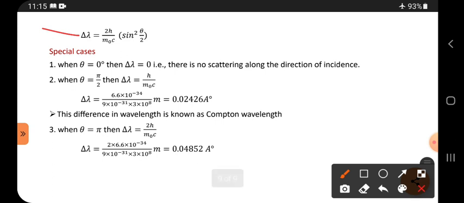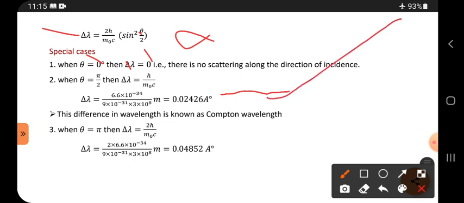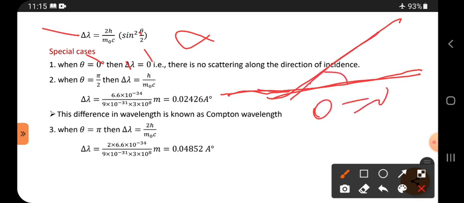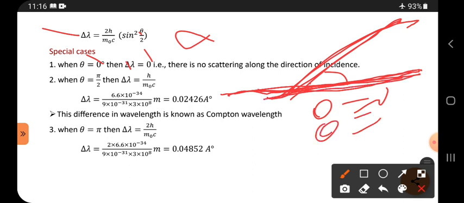Now this is the formula, so for this there are special cases. When theta is equals to 0, what happens? Theta 0 means sin 0. Sin 0 value is how much? 0. Then 0 into everything is 0. So delta lambda is also 0. So that means there is no scattering along the direction of incidence. Suppose x-rays are coming like this. If they move in the same direction, then theta value is 0.